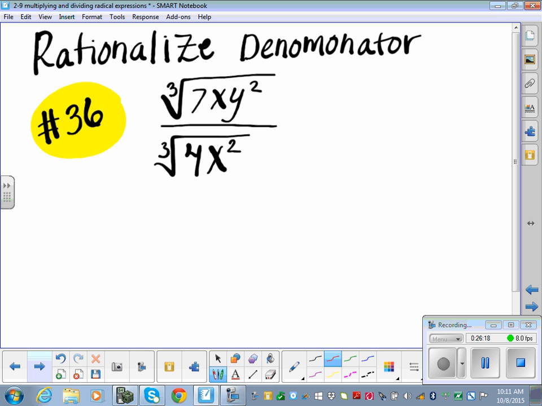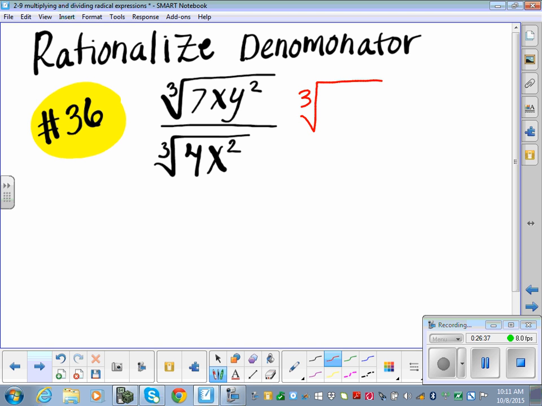So rationalizing the denominator. We can do this a couple different ways. We can either bring it together and simplify it and then rationalize the denominator. Should we do it that way? Do you want to bring it together and simplify it first? Okay, that's fine. So we have the cube root.